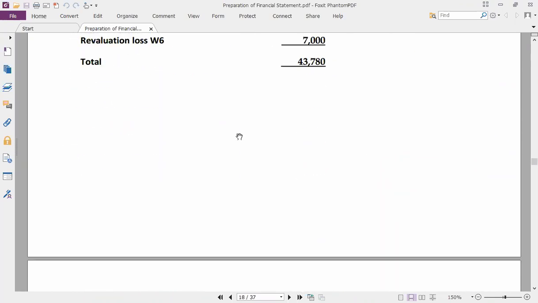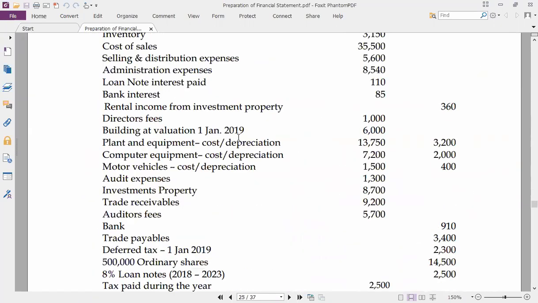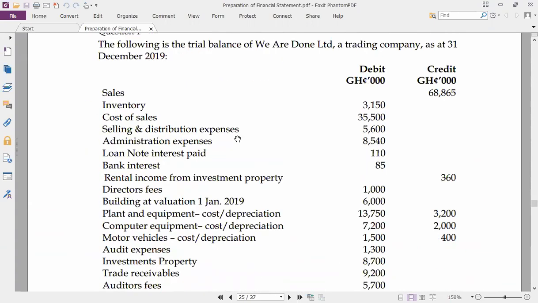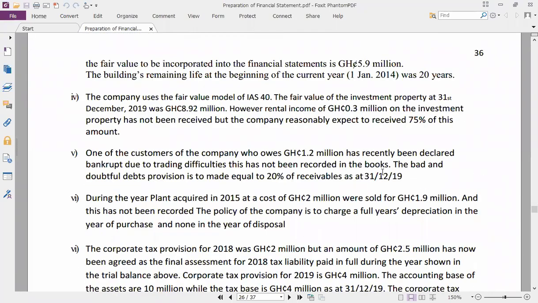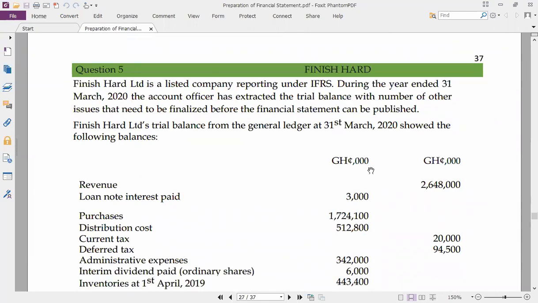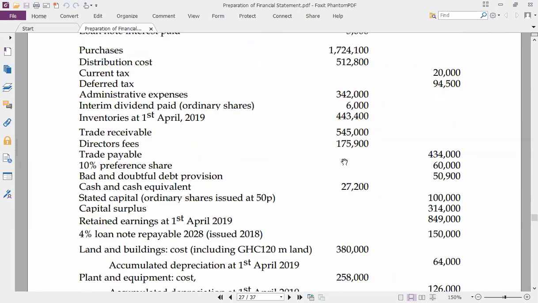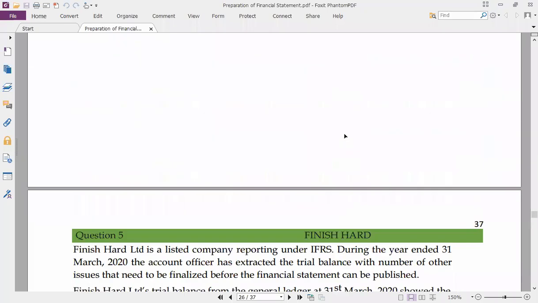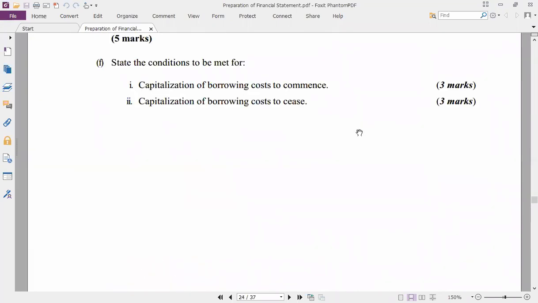Other than that, there's a particular question called finish hard. And then we are done. So you are trying that and you are done. Question 4, tutorial question 4, page 35. Good, finish hard is here. Finish hard is troublesome, but you try. Just try finish hard for me. And you go and try it well.